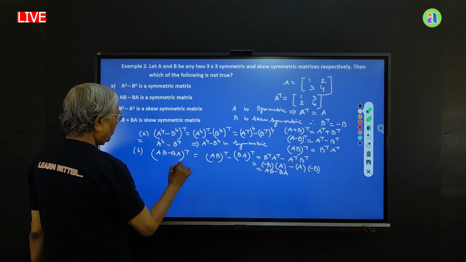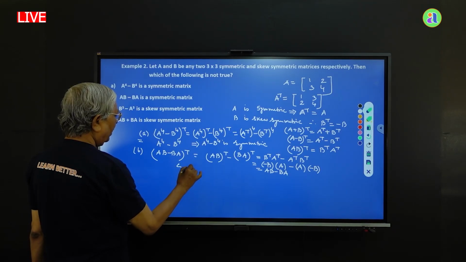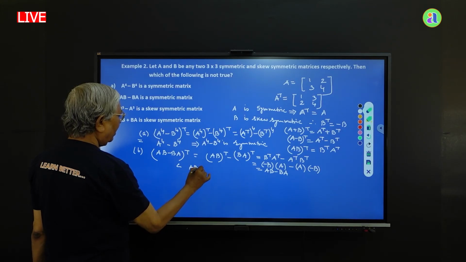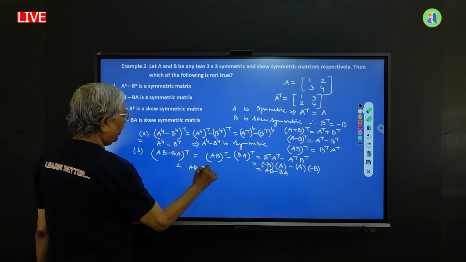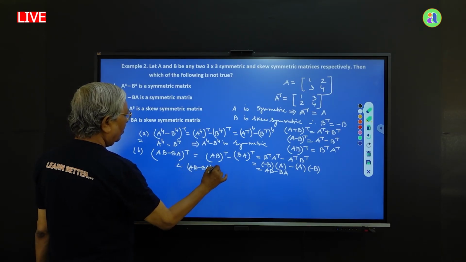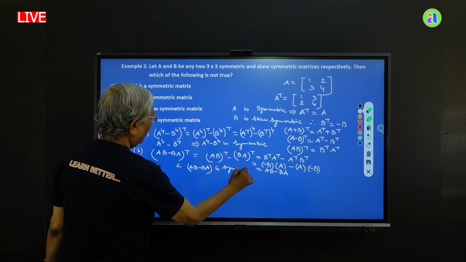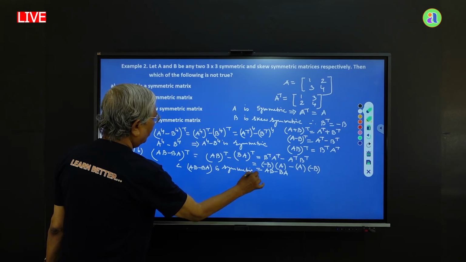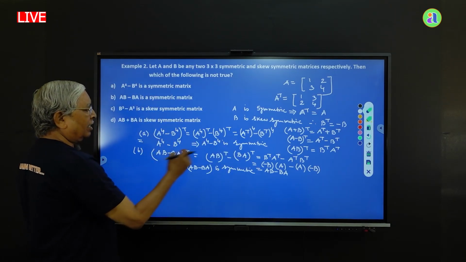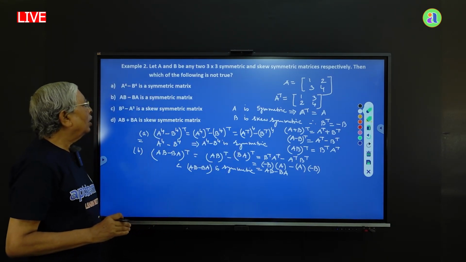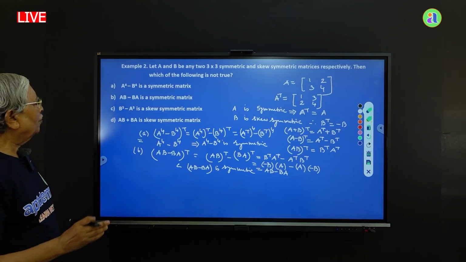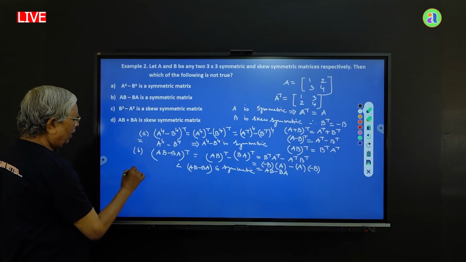Therefore, AB minus BA is symmetric, because the transpose of it is the matrix itself. So the second one is true. What about the third one?